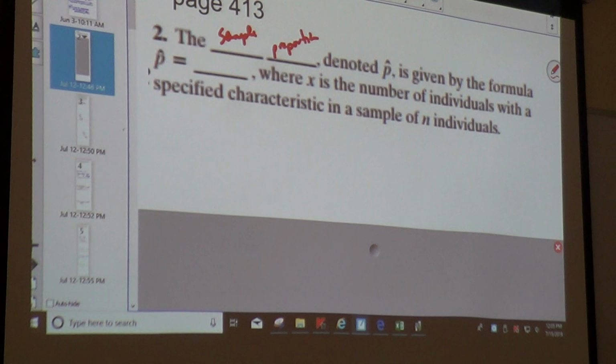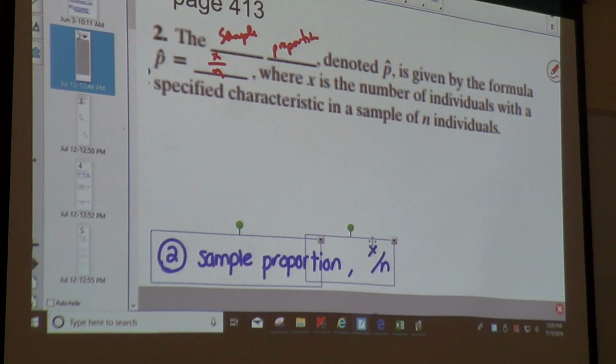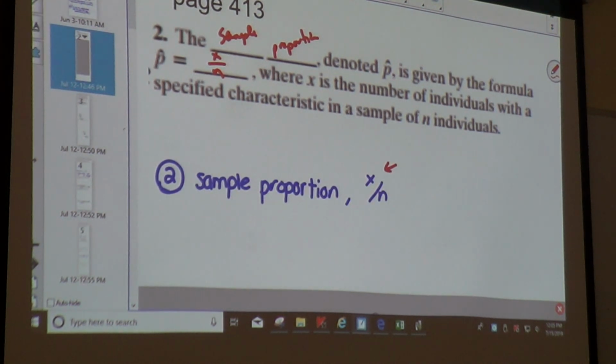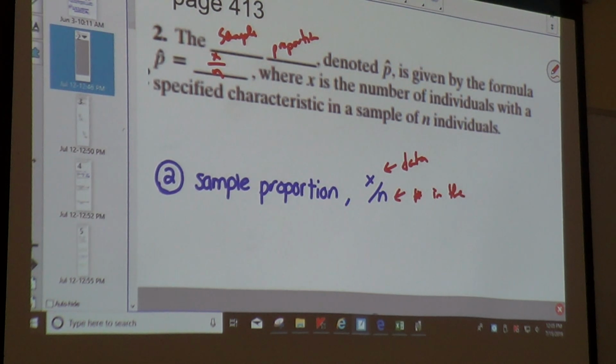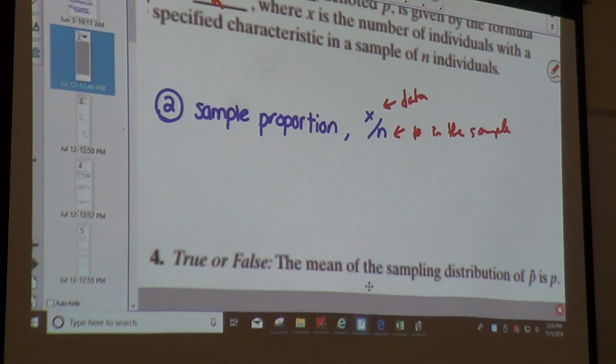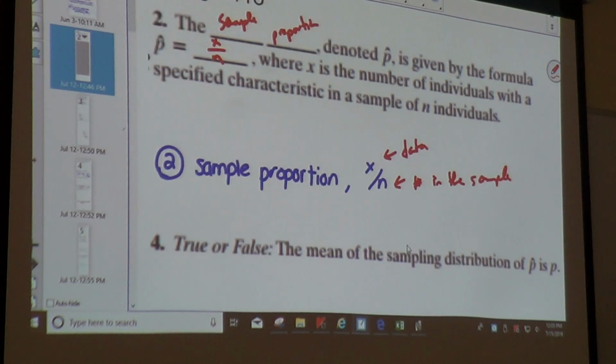So if I said 20 people have a cell phone out of 70, what would my formula be? X divided by n. Take your data and divide it by how many people are in your sample. So x is like your data, and n is the number of people in the sample: 20 people have a cell phone out of 70 people in the group. And sometimes they'll give you the percentage, and you don't have to do that.